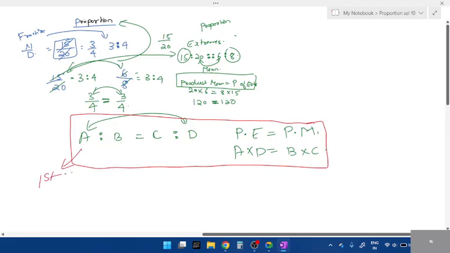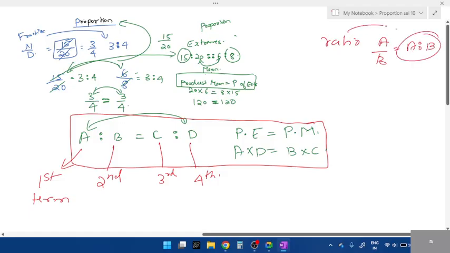Okay. So total, there are 4 terms, students. We call this the first term, this is second term, third term, fourth term. So for proportion, how many terms are required? For proportion, we need 4 terms. For ratio, we need only 2 terms. A is to B. This is ratio. But when it comes to proportion, we need two ratios. Two ratios put together is proportion, that is basically four terms. First term, second, third, and fourth.